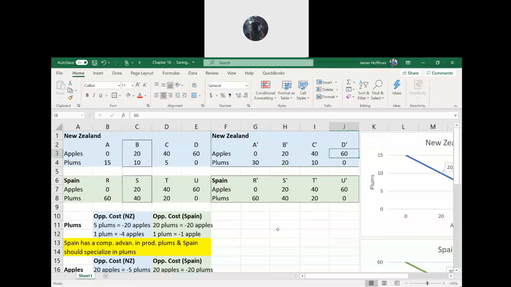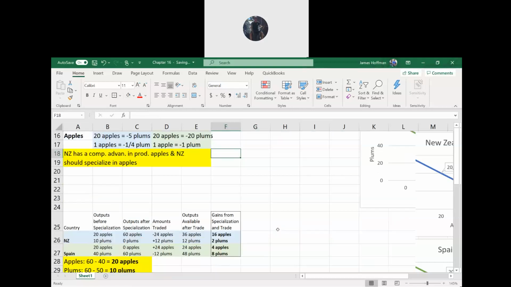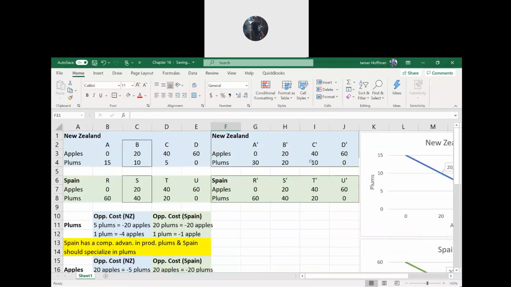All right, so the formula is correct. Here New Zealand can produce apples. At this point, they produced all 60 apples and kept them all. They didn't trade any. Here, they kept 40 and traded 20. Each apple is half a plum, so that gives them 10. Here, they traded away 40 apples, and 40 apples at the 1/2 ratio gives them 20 plums. And here they traded all of them, and 60 apples gives you 30 plums. Okay.